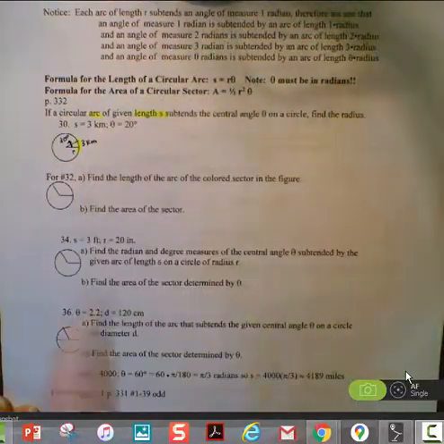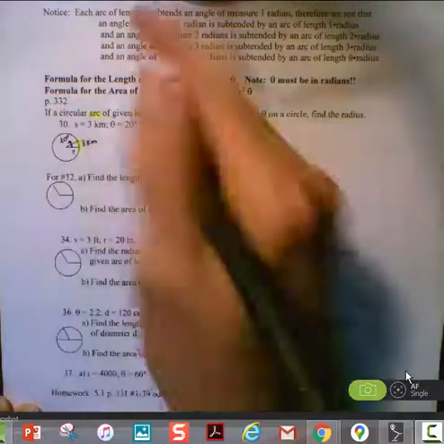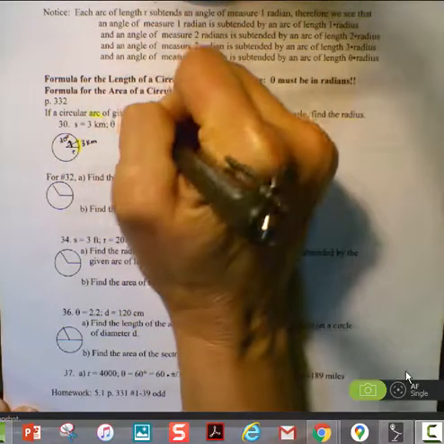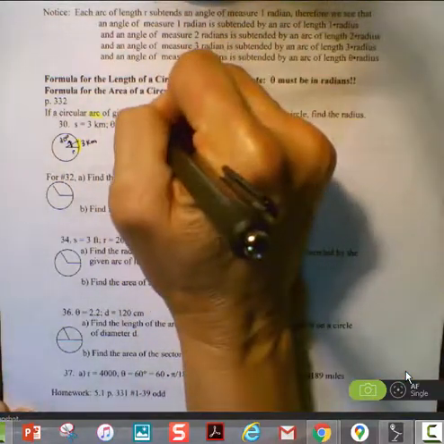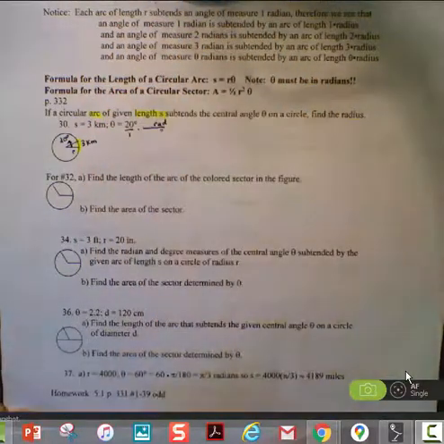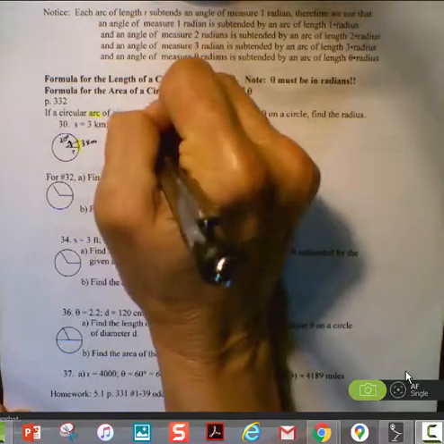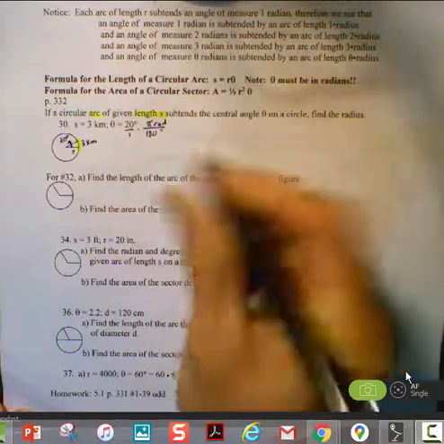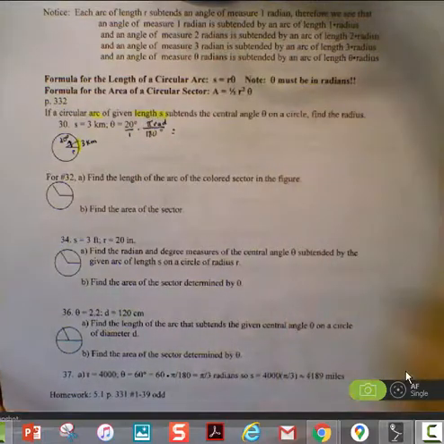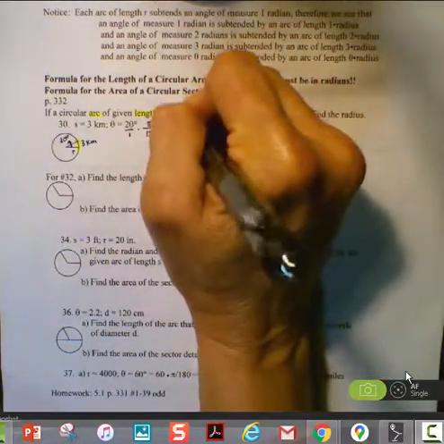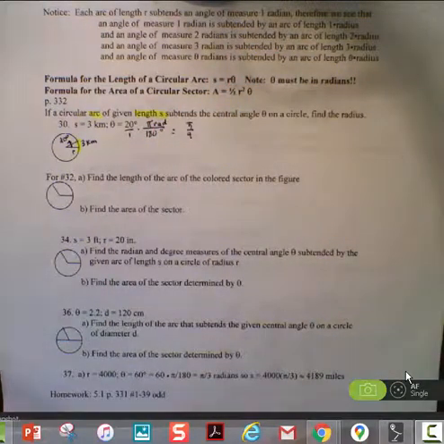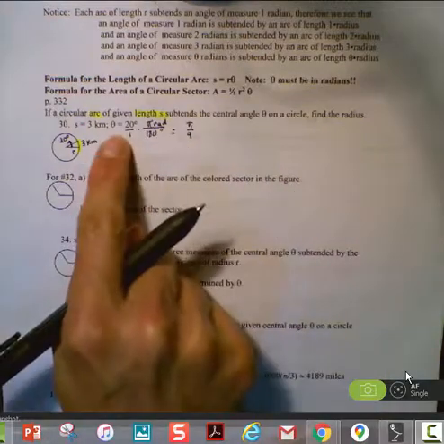Now remember, we cannot use 20 degrees in this formula. If you give me an angle in degree measure, I have to change it to radians. So again, I'm going to multiply by the unit fraction with degrees in the denominator because that's what I want to cancel, and radians in the numerator because that's what I want to be left with. And we know that 180 degrees is pi radians, so that fraction equals 1. If I reduce that fraction and cancel the degrees, I'm going to be left with pi over 9 radians is the same as 20 degrees. And that's what I will use for the value of theta in the formula.